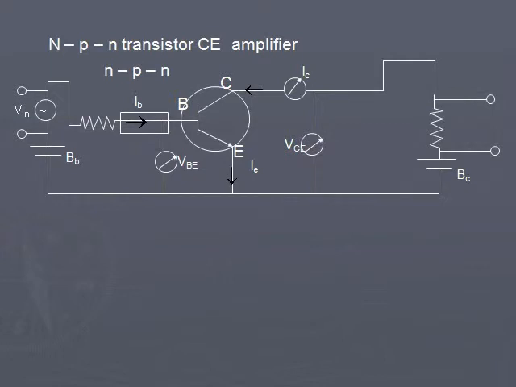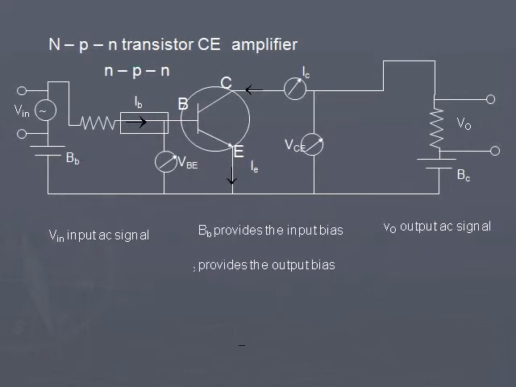Then after biasing this transistor, we take the input voltage, that is an AC signal Vin. It is connected in series with the BB in the base circuit. The output voltage will appear across the load resistance. VO represents the output voltage. This is how the circuit diagram is represented.